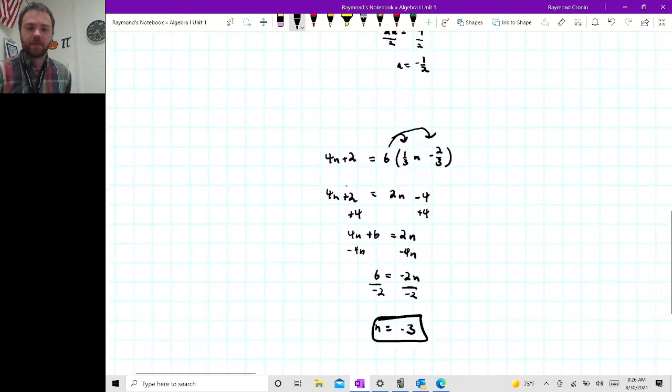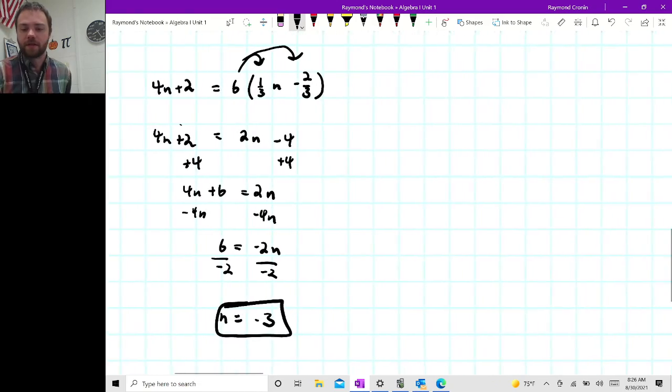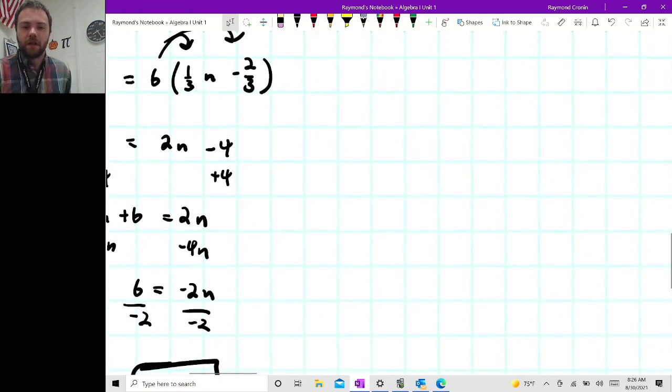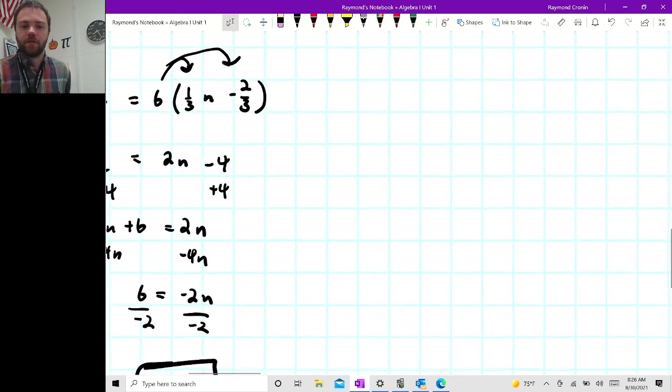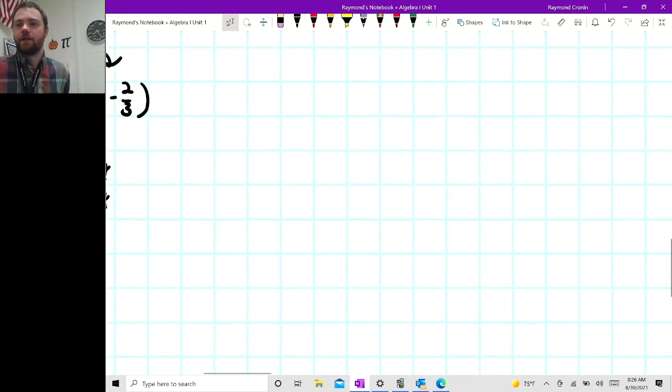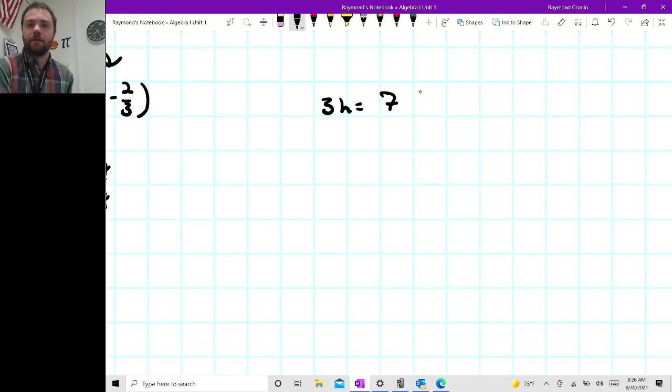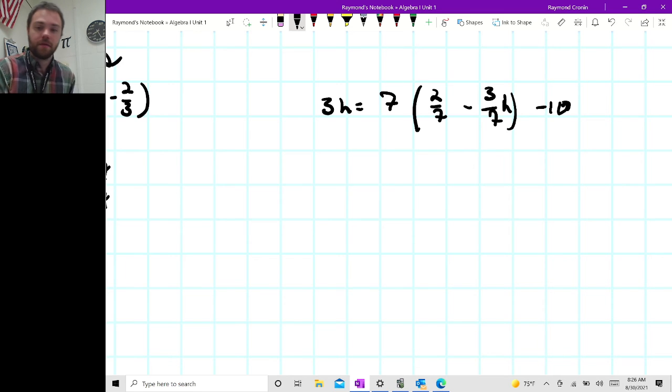And that's what I'm trying to do. I'm trying to solve some of these equations out and just isolate the variable. So you look at what operations are happening and you're trying to undo them. Let's do one more. I've got this one, 3h equals 7 times 2/7 minus 3/7 h minus 10. So that's an h, not an n.